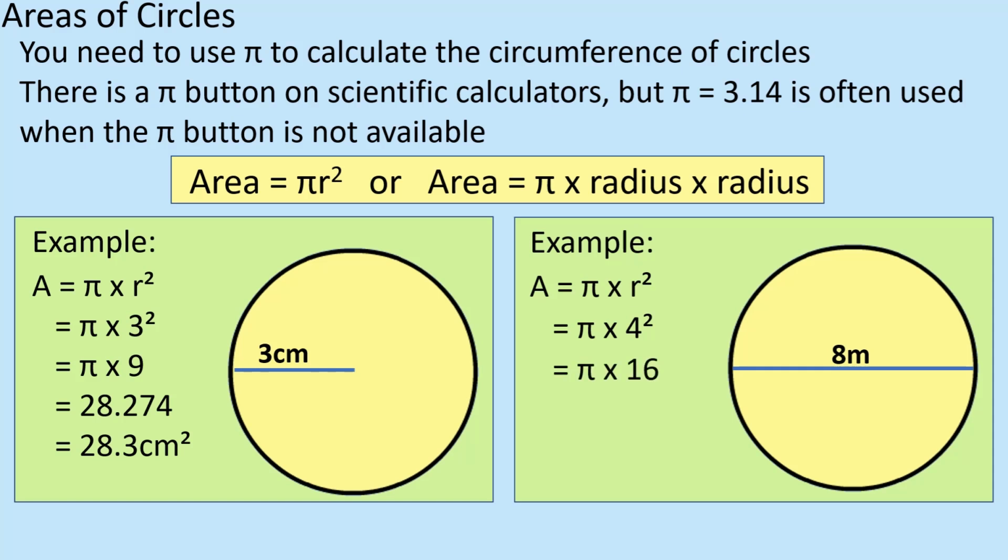So again, you would leave it as 16 pi for a non-calculator paper. And in a calculator paper, then of course you can put that in your calculator. It's going to give you 50.3. And again, not forgetting the fact it is area, so metres squared.